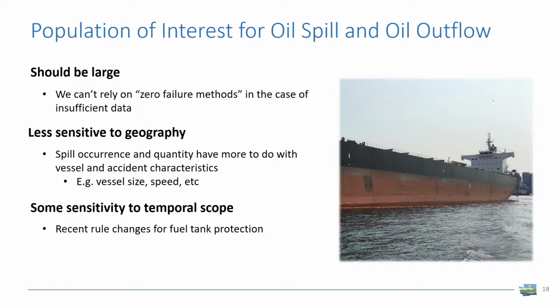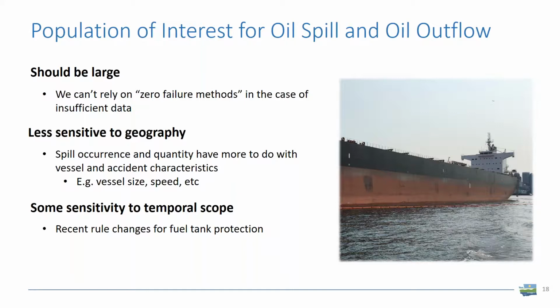So when it comes to determining a population of interest for oil spill data, we'll be looking to establish broad boundaries for our investigation of past accidents. One reason for this is that we aren't able to use the same fallback approach, the zero failure approach, if you recall, that we can for hazard probability. That's because of this requirement that we have to identify quantities spilled. There's no zero failure approach to estimating quantities. That said, we do feel pretty confident in our ability to identify a large enough population of interest.